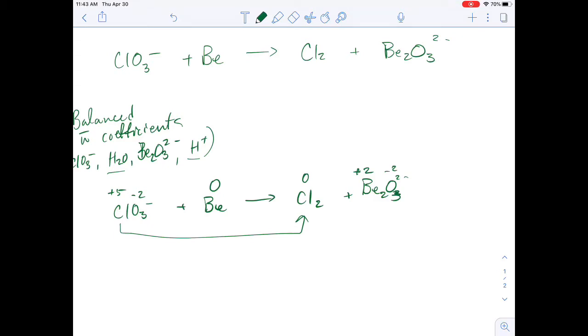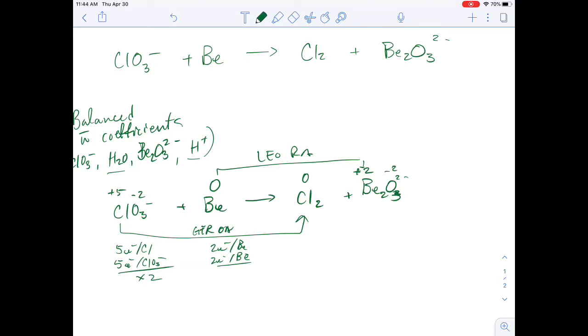So this is going to be OA, and my beryllium is going from 0 to +2, so this is Leo Ra. The transfer for the chlorine, which goes from +5 to 0, is going to be 5 electrons per chlorine, and that's 5 electrons per chlorate ion. My beryllium goes from 0 to +2, so it's 2 electrons per beryllium. My lowest common denominator would be 10, so I'm going to multiply this by 2 and this by 5, and that's what my coefficients would be.